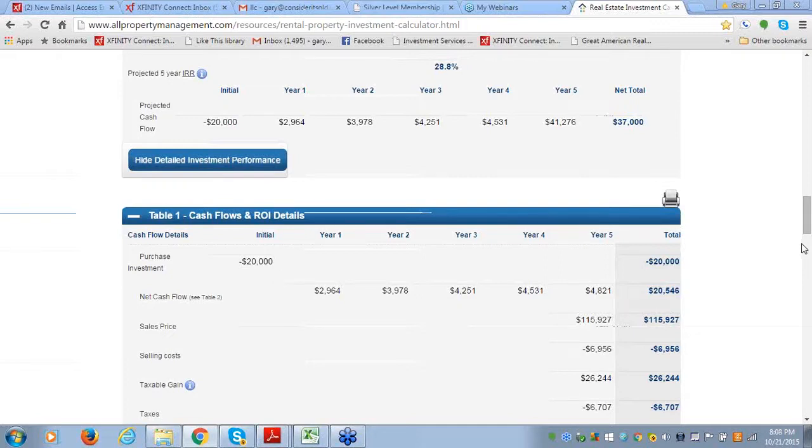But the bottom line is this: the basic benefits of owning rental properties are, number one, you've got your net operating income, which is your income after your expenses. Okay, so you've got net operating income. Number two is you have appreciation. The properties go up in value over time.